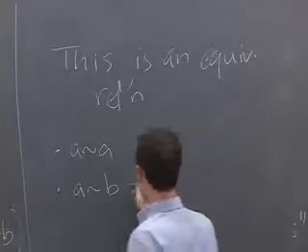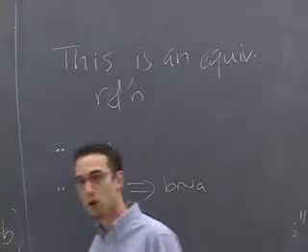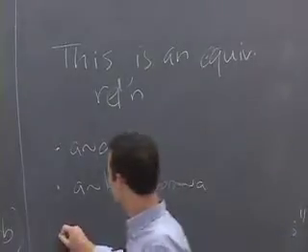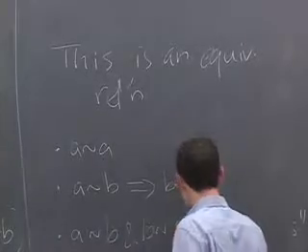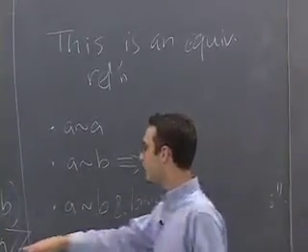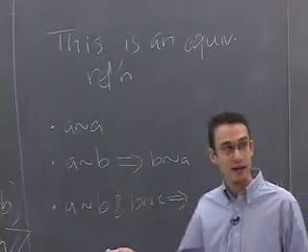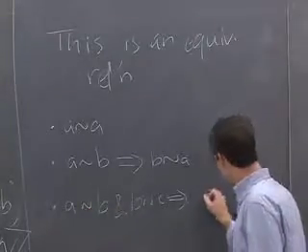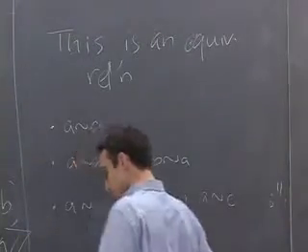If a is related to b, then certainly b is related to a, because what does this mean? Well, a minus b is a multiple of n, but then b minus a is certainly also a multiple of n, so b is related to a. And finally, if a is related to b and b is related to c, what do these mean? This means a minus b and b minus c are in nZ, are multiples of n, in other words. And so is their sum. And if you add a minus b and b minus c, you get a minus c. So a is related to c. So this is definitely an equivalence relation.